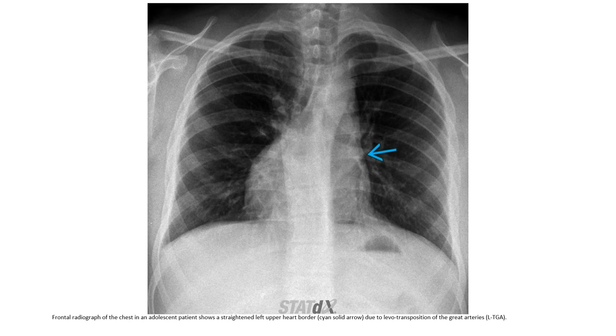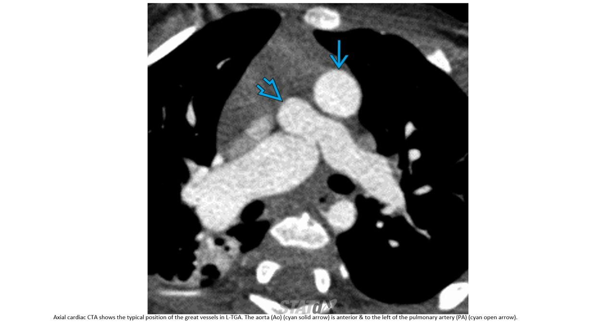L-TGA. Axial cardiac CTA shows the typical position of the great vessels in L-TGA. The aorta is anterior and to the left of the pulmonary artery.